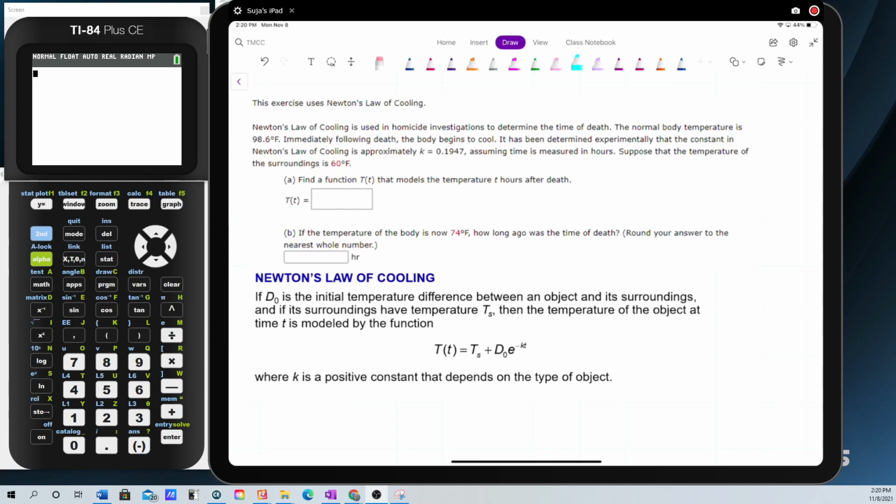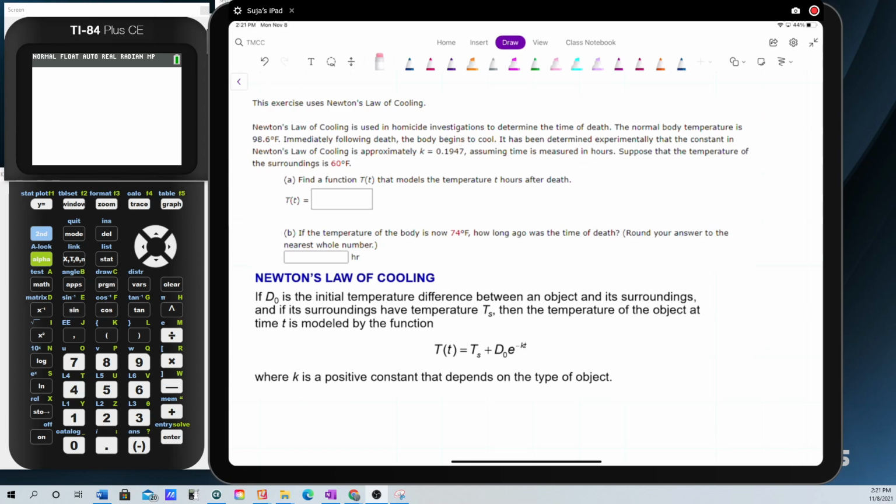In this example, we are using Newton's law of cooling formula to do this problem. The information given is, the first part is asking us to find a function that models the temperature T hours after death. And the second part is asking us, if you know the body's temperature now, then how long ago was the time of death, okay?